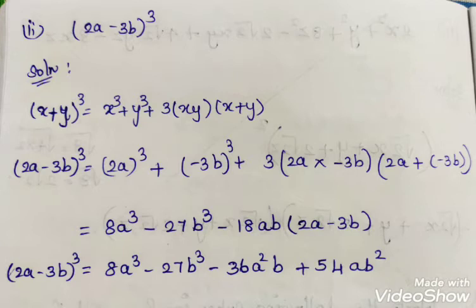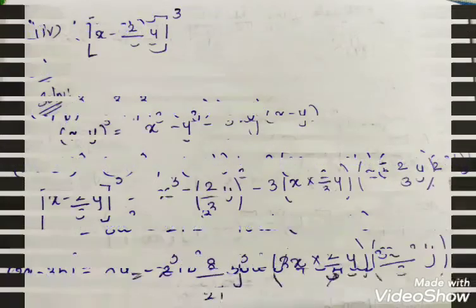8a cube minus 27b cube minus 18ab into (2a minus 3b). If we multiply inside 18ab, 8a cube minus 27b cube minus 36a square b plus 54ab square. Is it clear? Either you can use the x minus y the whole cube formula. If you are using x minus y, no need to take the sign.